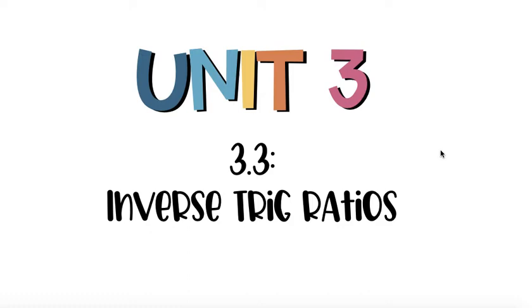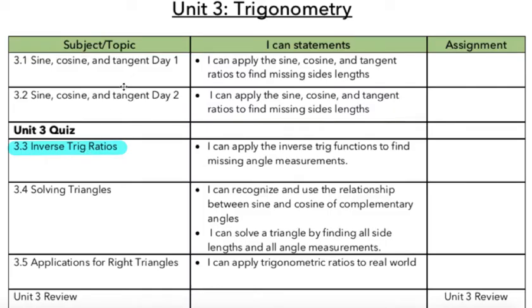This is Unit 3, Section 3.3, Inverse Trig Ratios. So as we move from practicing with sine, cosine, and tangent to find missing side lengths, what's more powerful about trig ratios is that not only does it allow us to find side lengths, it also allows us to find angles. And so that's what's more powerful than Pythagorean theorem.